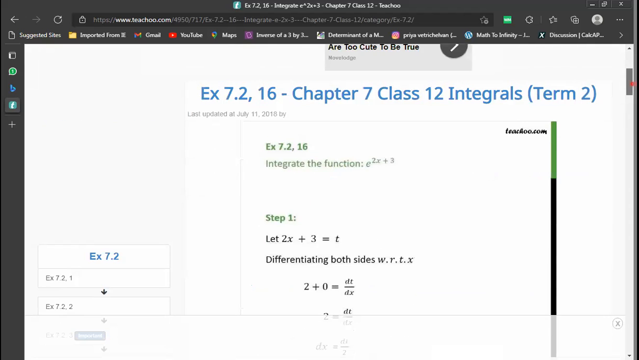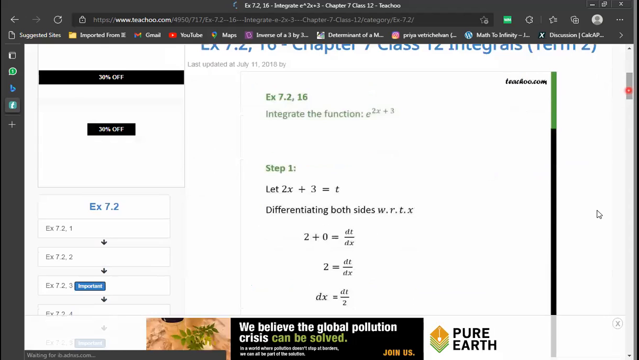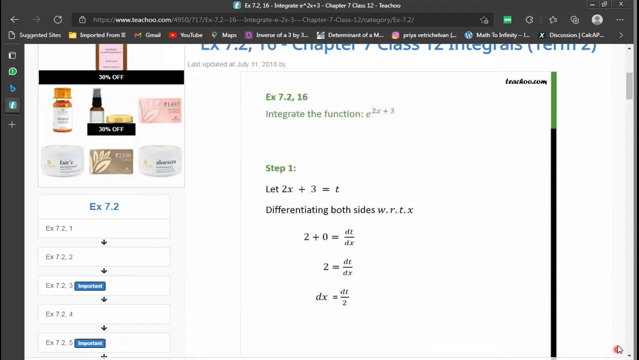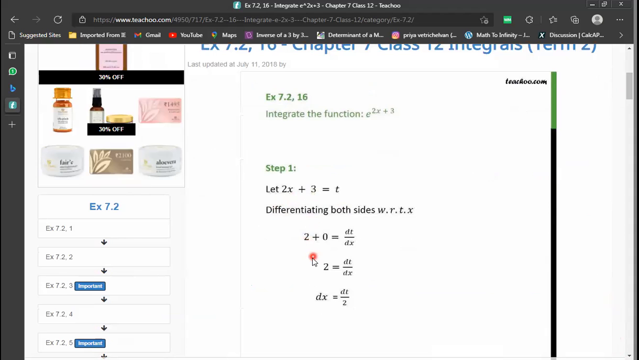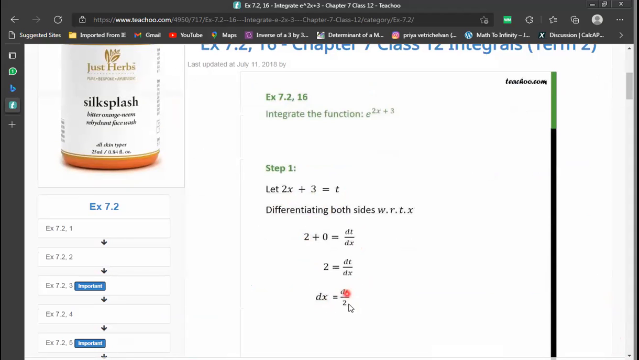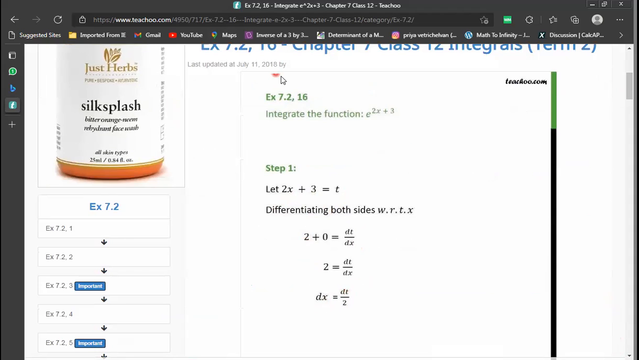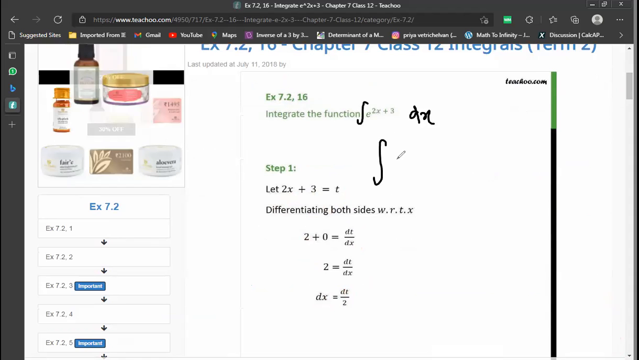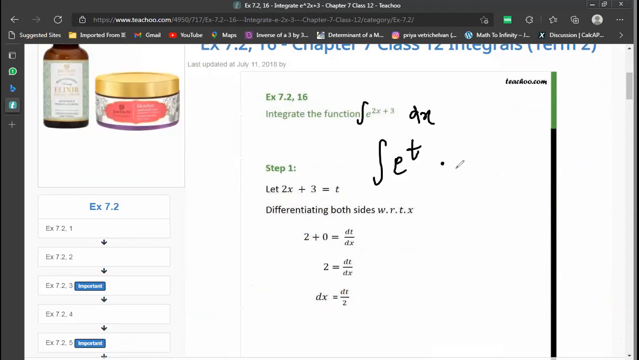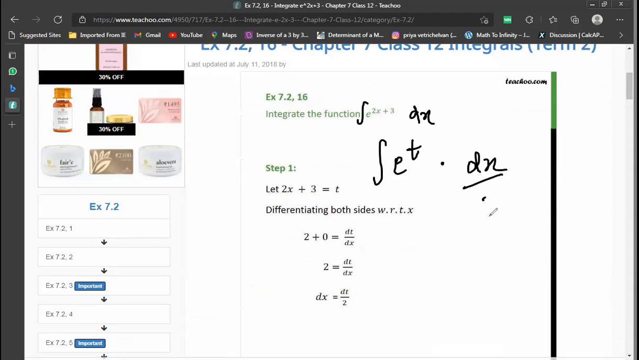Same method. e power 2x plus 3. So 2x plus 3 can be assumed as t. Differentiate both the sides. 2x plus 3 will turn into 2. t will turn into dt by dx. And dx is equal to dt upon 2. So just change your question in terms of t now. It will be e power t, and what is dx? dt upon 2. So take the 1 by 2 outside.